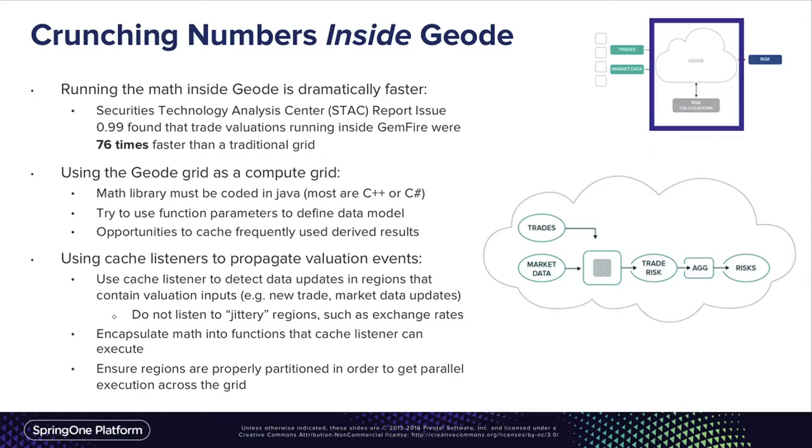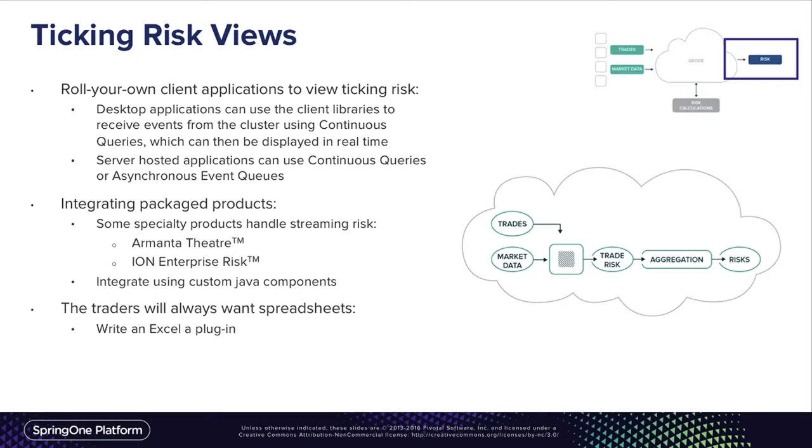Now, the downside is you've got to rewrite the models that were written in C++ in Java because Geode is Java. So that's the big trade-off that you're making in order to be able to do this. That's very hard too. That's in fact impossible at a lot of the Wall Street firms. No bonuses for us.